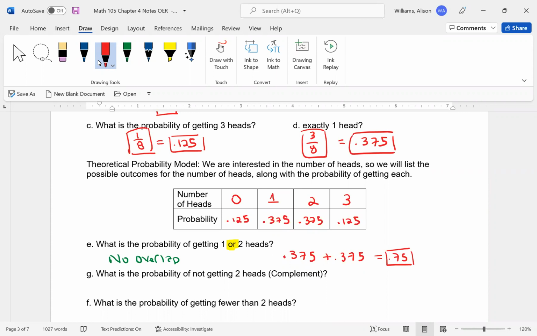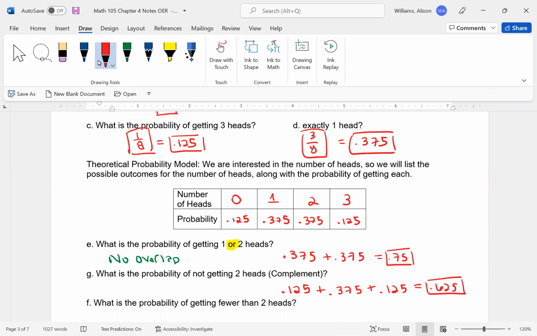So what's the probability of not getting 2 heads? Well, that basically means we'd be looking at all the other categories. So it'd be the probability of getting 0 heads, which is 0.125, the probability of getting 1 head, which is 0.375, or the probability of 3 heads, which is 0.125 again. And that totals up to 0.625.